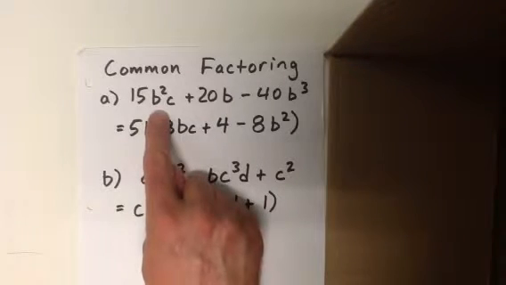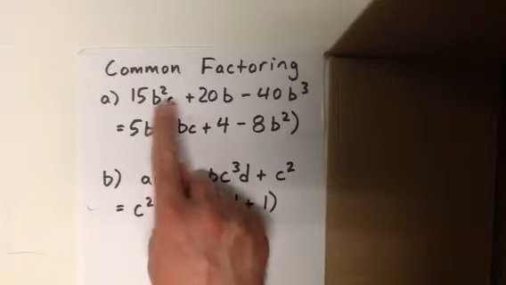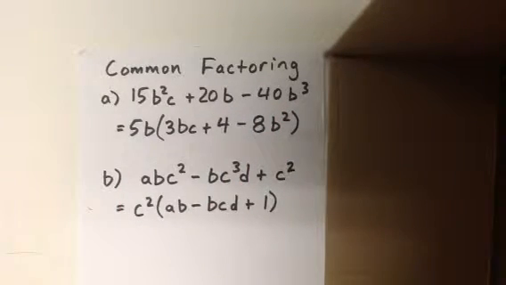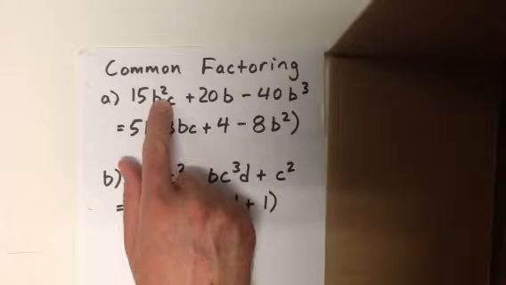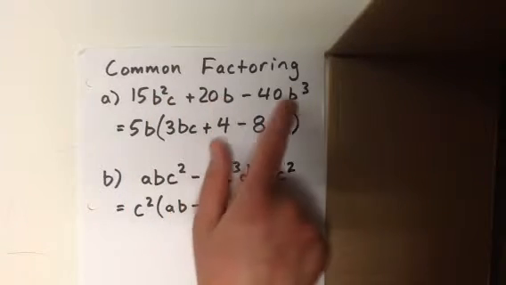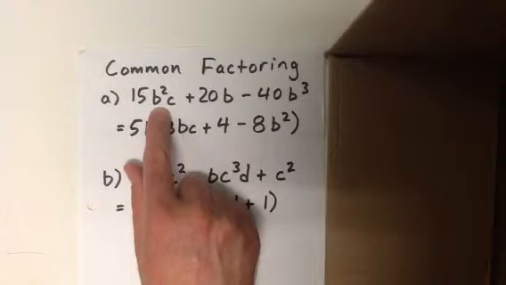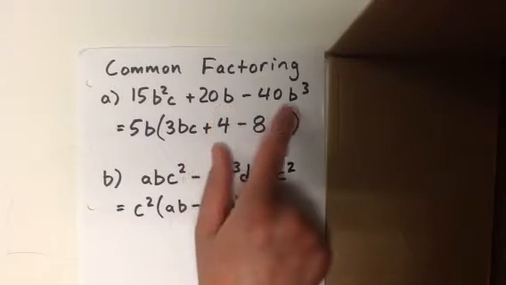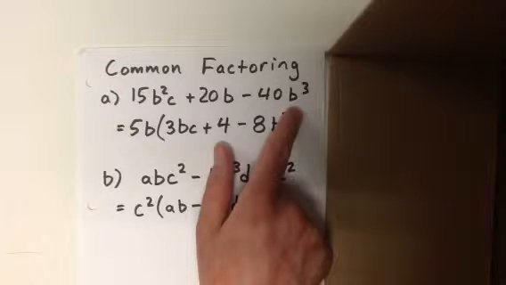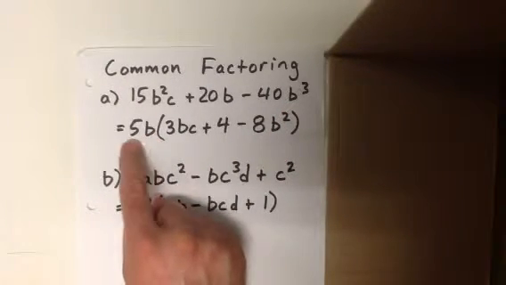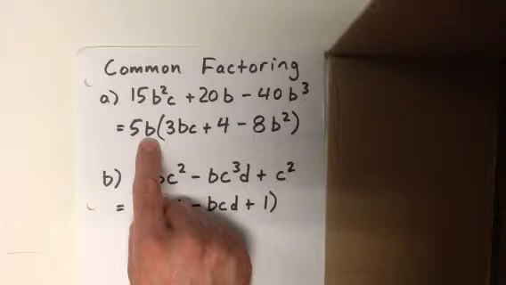Next we look at the variables. We have b squared and b cubed. So we can definitely common factor out b. And we look at the exponents. Since b is present in all three terms, we see that there's an exponent of 2, an exponent of 1, and an exponent of 3. That means this term has 2 factors of b, this term has 1 factor of b, and this term has 3 factors of b. That means we can common factor out 1 factor of b. So we can common factor out 5b to the exponent 1.